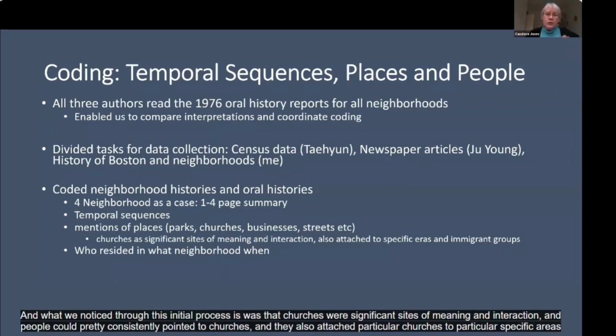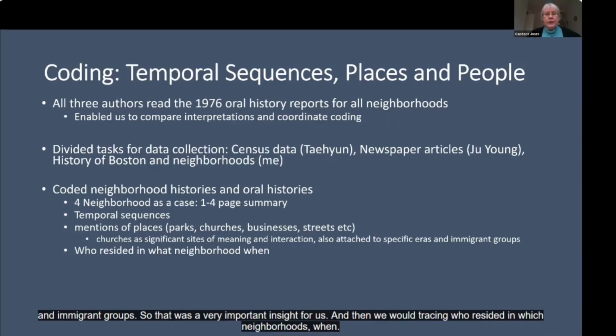And what we noticed through this initial process was that churches were significant sites of meaning and interaction. People pretty consistently pointed to churches, and they also attached particular churches to particular specific areas and immigrant groups. So that was a very important insight for us. And then we were tracing who resided in which neighborhoods when.